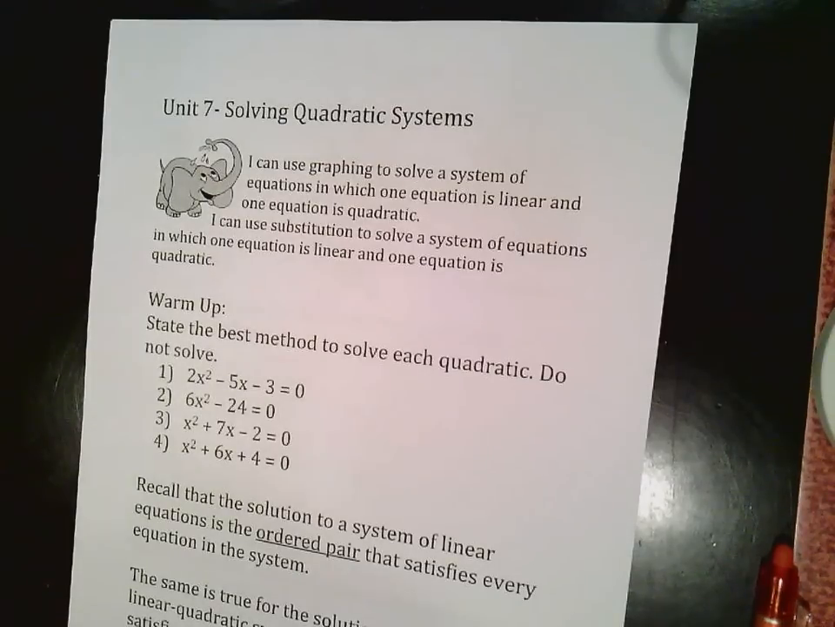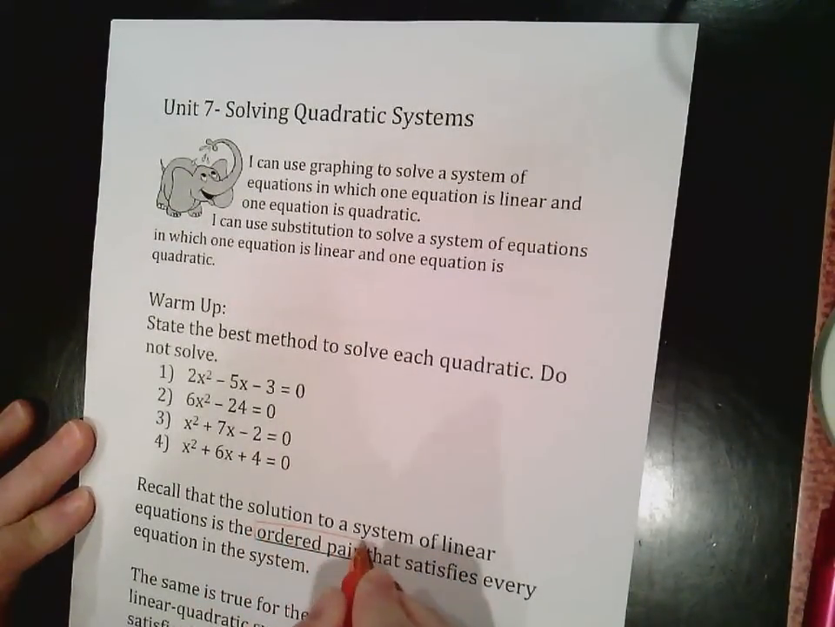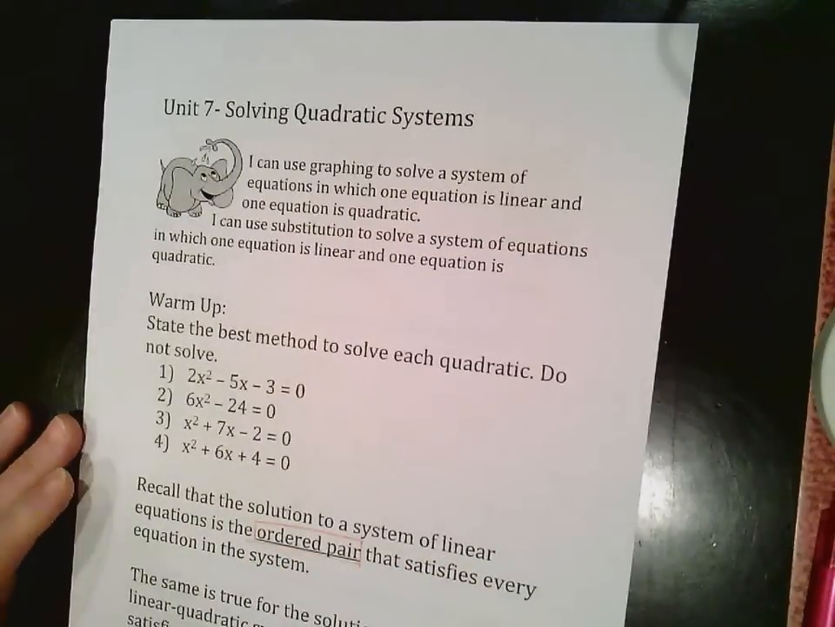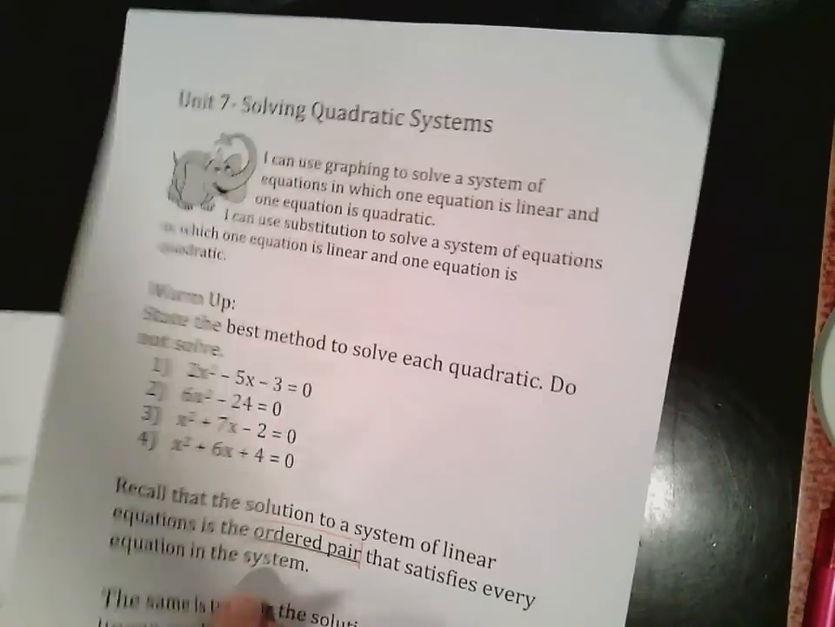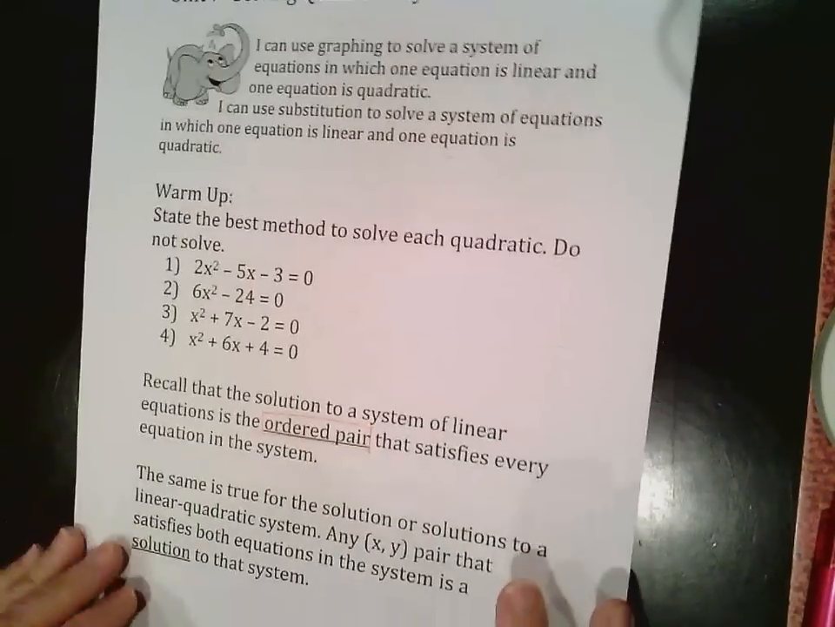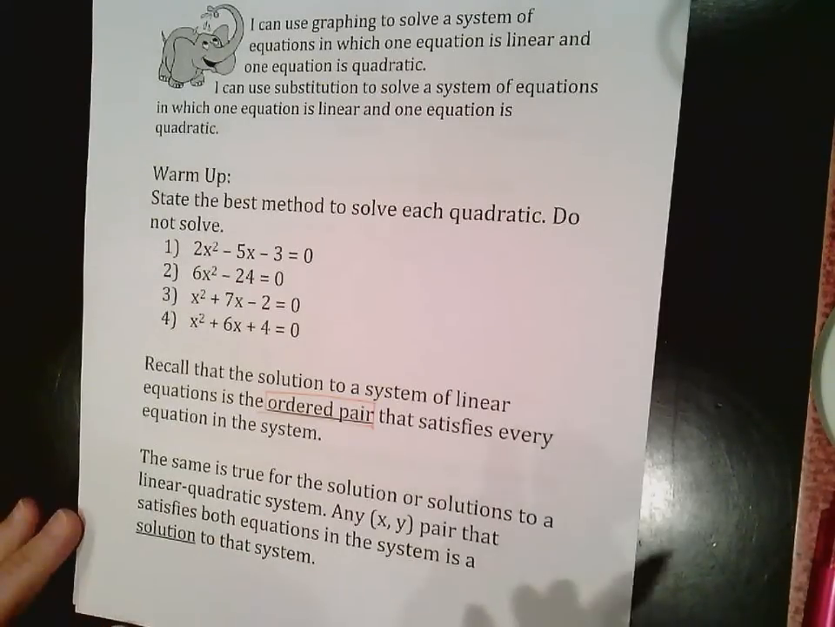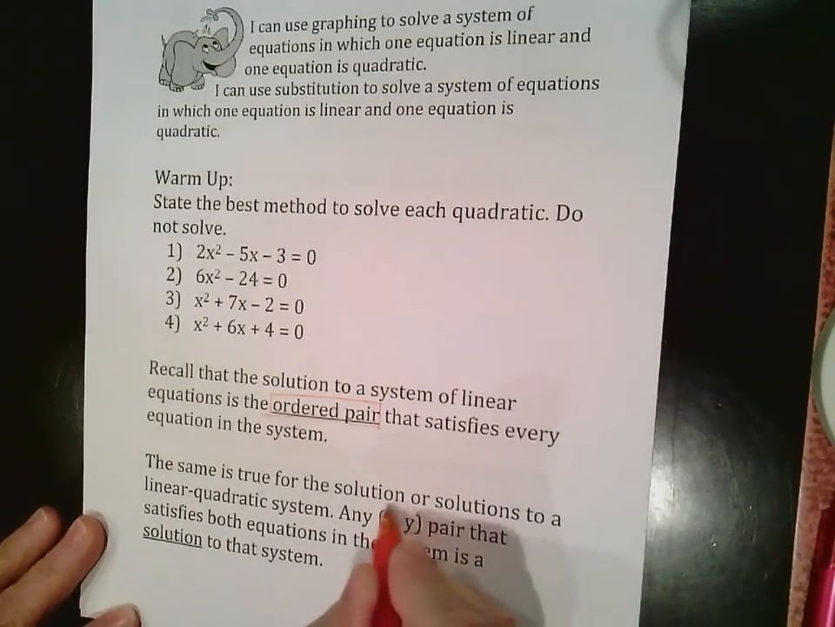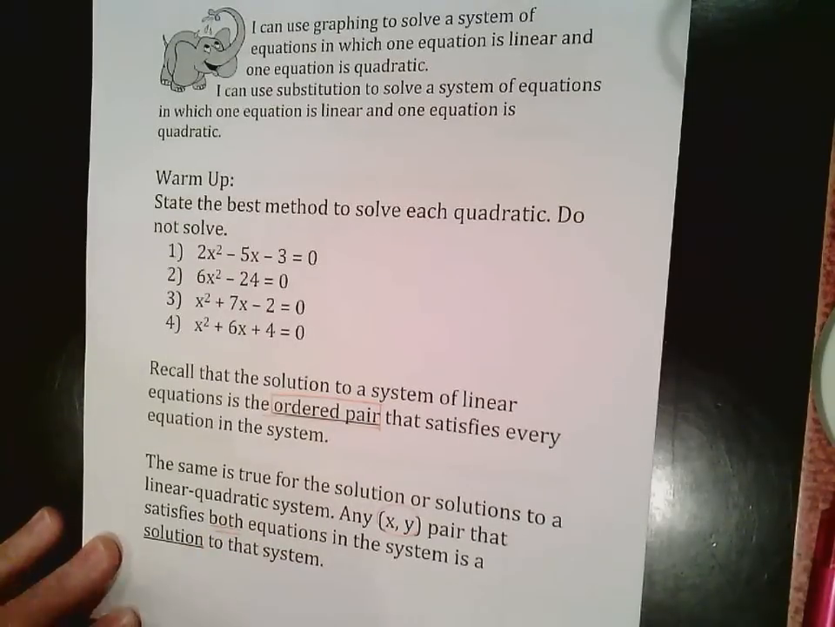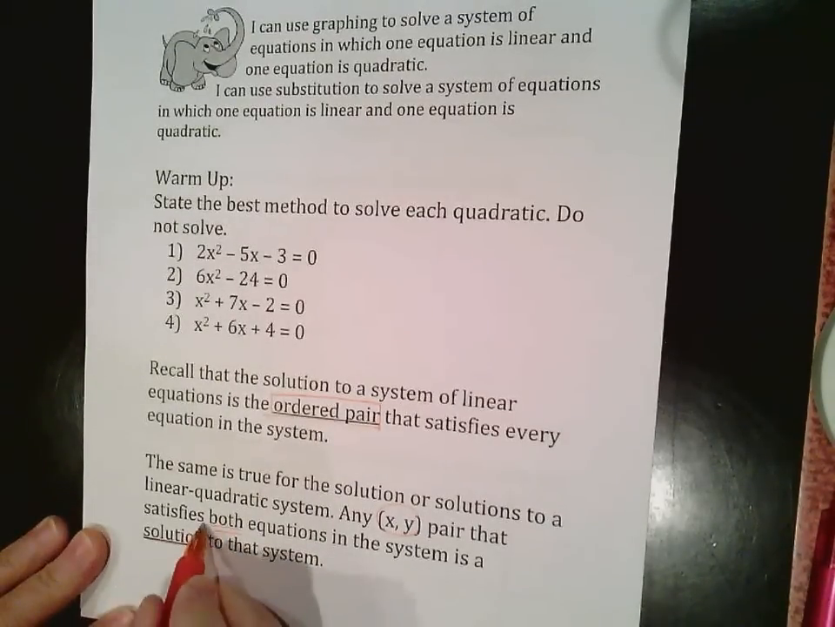Okay, now we're going to talk about solving quadratic systems. What we need to remember is that the solution to a system of linear equations is the ordered pair that satisfies the equations in the system. It's that point or set of points that works for all of the different equations. The same is true for the solution of a linear quadratic system. Any ordered pair that satisfies both equations in the system is a solution to the system.